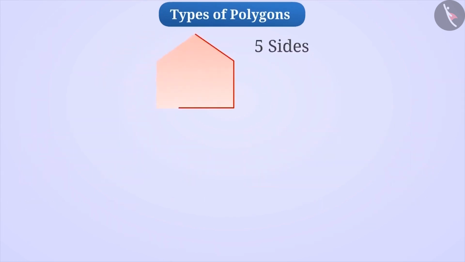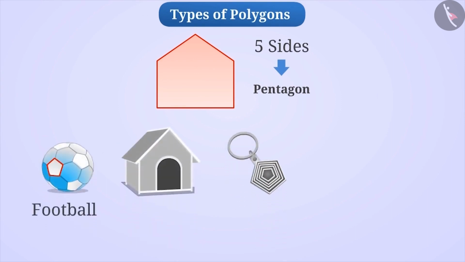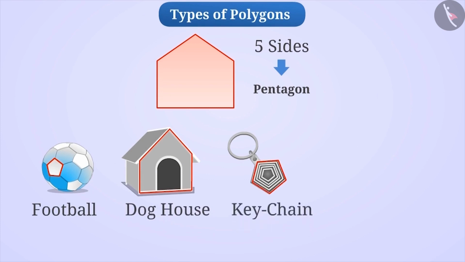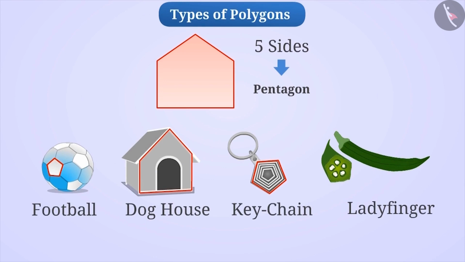A polygon with 5 sides is called a pentagon. We can see the shape on football, dog houses, keychain, etc. If you have ever seen the part of a lady finger once it's cut, then you know what a pentagon looks like.